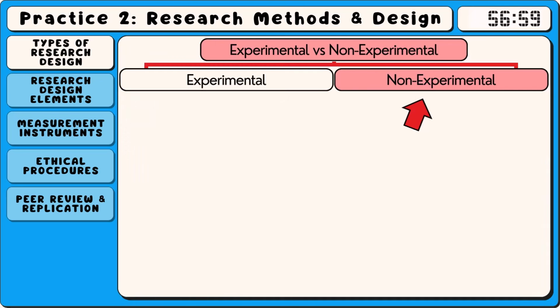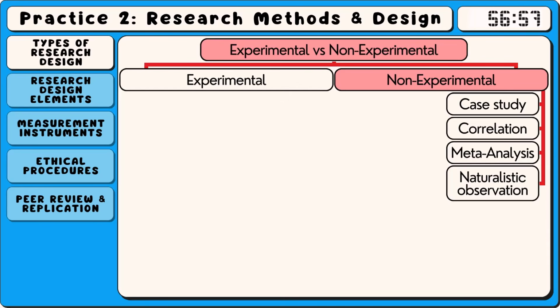Now let's look at non-experimental design. This can be broken down into 4 types of studies. They are case study, correlational analysis, meta-analysis, and naturalistic observation.